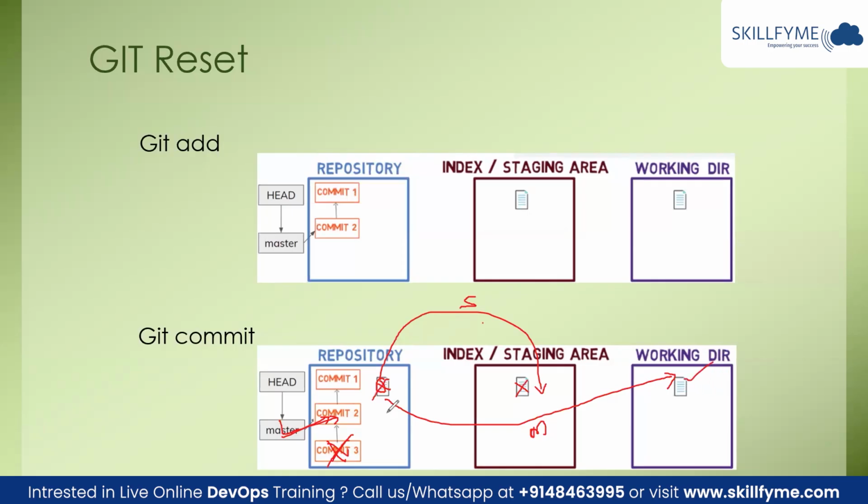But if you use the Git reset hard option, the file you committed in the local repository will be permanently removed from the staging area as well as from the working directory. It is a permanent loss of data. So it will take the head pointer back to the previous commit, and it removes that file permanently from the repository. That is about the Git reset hard option.